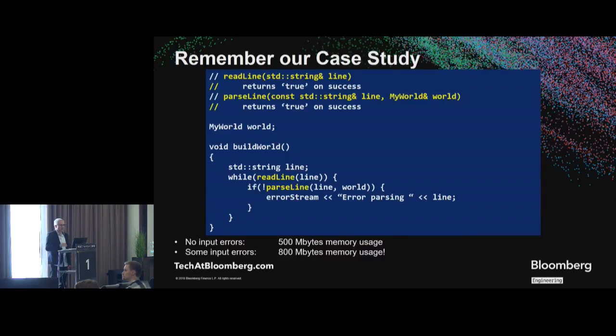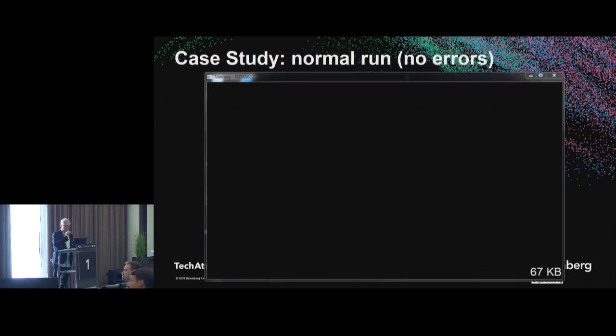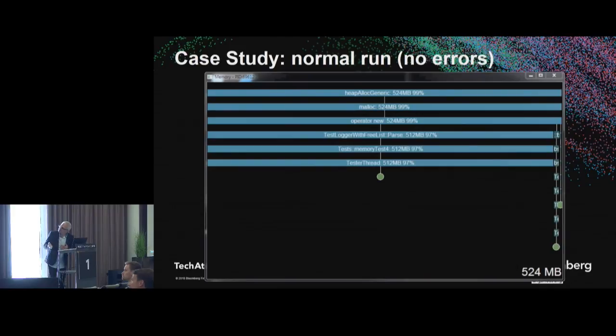So remember our case study was something that took in a load of data, input data, maybe it's JSON or some other format, and built a world from it. And what we discovered is when it ran perfectly, it used 500 megabytes of memory. When it ran with some errors and spat those errors out to the error stream, it used 800 megabytes of memory. So I ran this through the profiler. What happened? This is the normal case. What we'd expect. So we see about 500 megabytes of memory called from the places we expect it. That's the world that we're building.